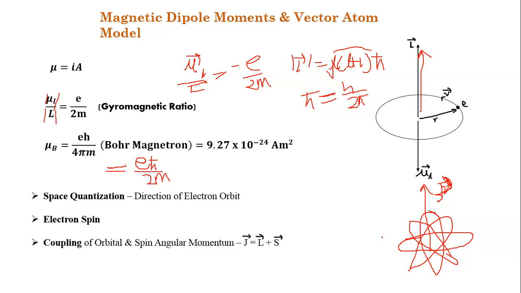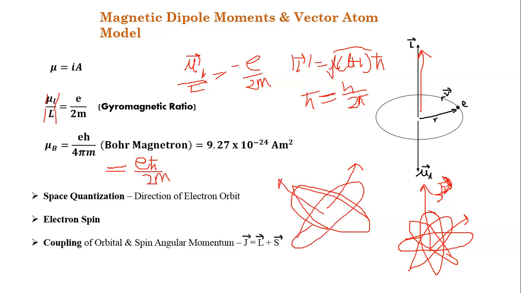Corresponding to these, we have different values of the direction of the orbit. Suppose the orbit is like this, then the direction will be along this, and if the orbit is like this, then the direction will be along this direction, and also it can be along this direction.